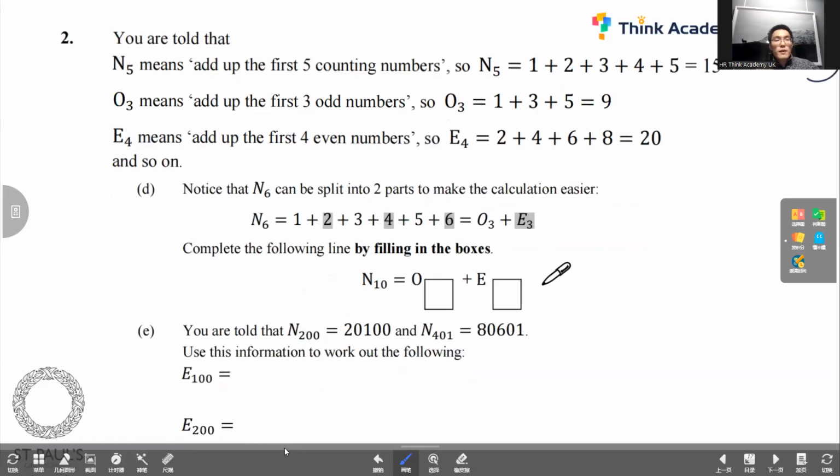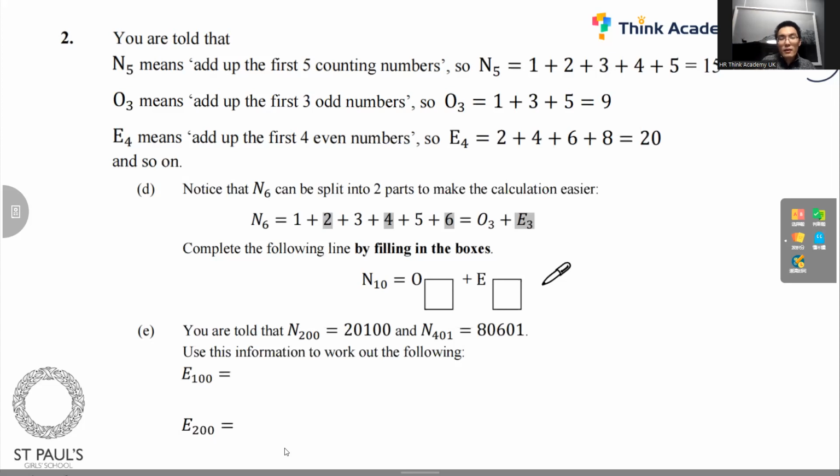We are told that N5, question D. So notice that N6 can be split into 2 parts to make the calculation easier. N6 is 1 plus 2 plus 3 plus 4 plus 5 plus 6. And we can split it into odd numbers added together and even numbers added together. Odd numbers added together is 1, 3, 5, it's O3. And even numbers added together is 2, 4, 6, it's E3. So you see, we can split the 6 into 3 and 3. We can split the N into O and E. So N10, following this pattern, is O5 plus E5.